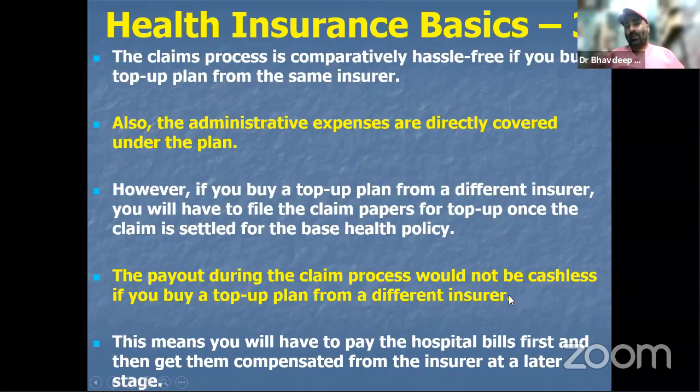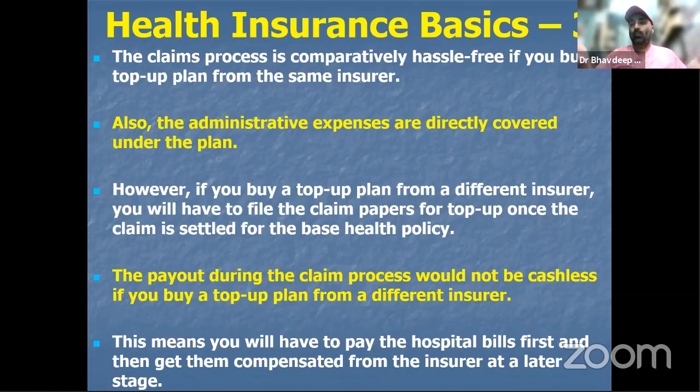The top-up plans don't come with a network hospital list. They are separate. They're only for the cover part. But if you are getting it from the same insurer from where the regular base policy is, which you selected on the basis of the network hospital, and you went to the network hospital also, and the top-up is from that company only, then there is no issue. Then it is automatically taken care of.